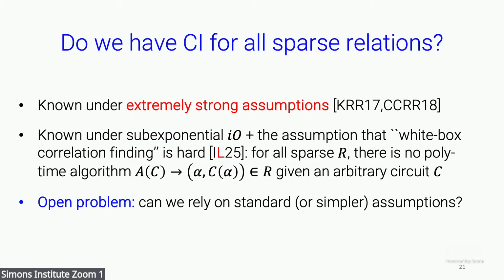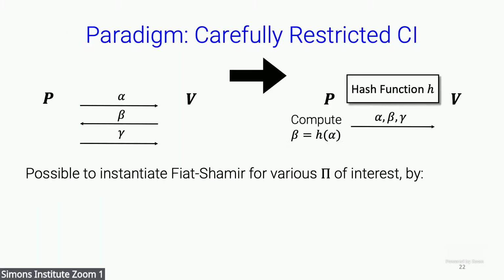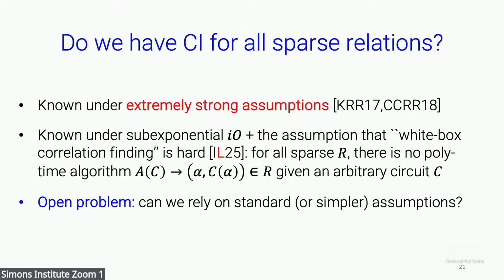All right, I want to say a few more things, so I'm going to start going a little bit faster to wrap up. We would love to be able to just say that we can build correlation intractable hash functions for all sparse relations from a standard assumption. I think it's a great open problem. I don't think that it's crazy that you could do this. I think it's a reasonable thing to try to do.